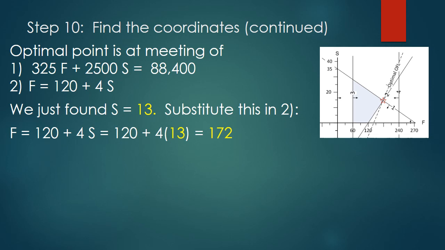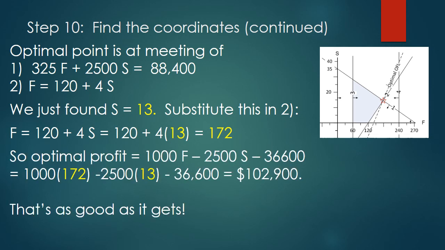This is the unique best answer to this problem, and we finish things off by figuring out how much profit it makes us. Take those values for f and s and plug them into the objective function, and we get a whopping $102,900. And that, ladies and gentlemen, is as good as it gets. The unique best answer to this problem.